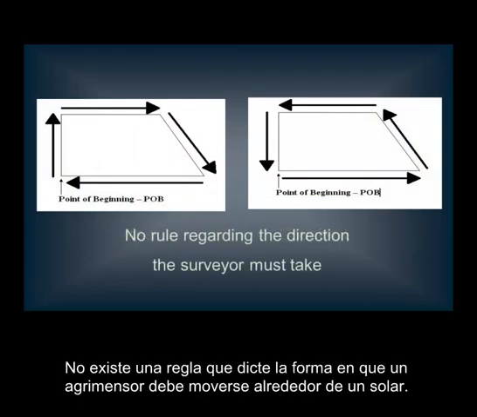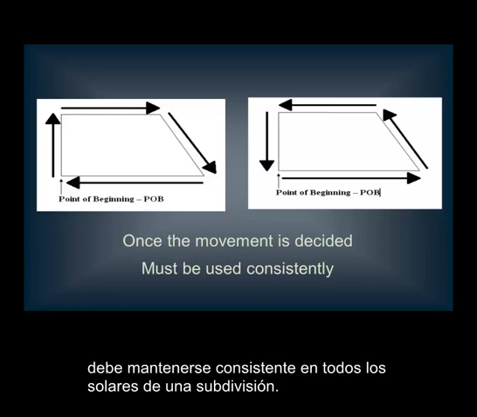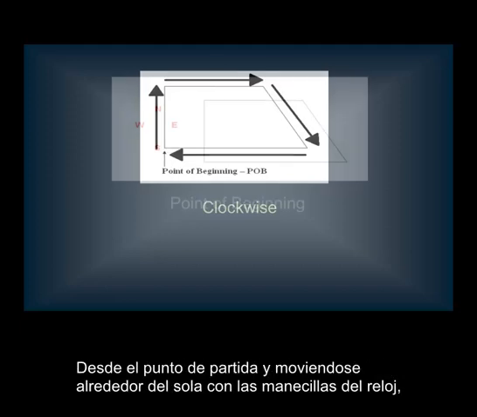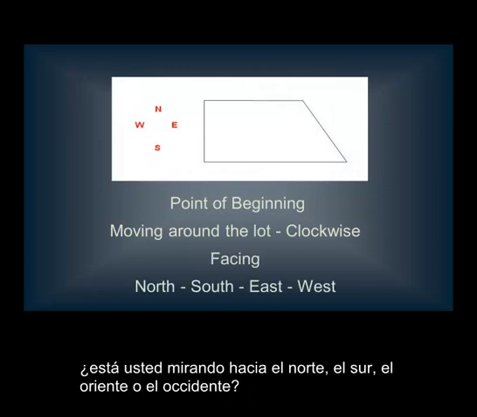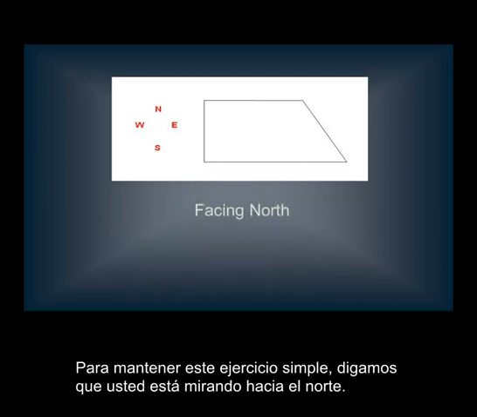There is no rule regarding the direction a surveyor must take when moving around the lot. However, once the movement is decided, it must be used consistently in the subdivision. Let's move around this lot in a clockwise direction. Standing at the point of beginning, moving around the lot in a clockwise direction, are you facing north, south, east, or west? To keep this simple, let's say you're facing north.